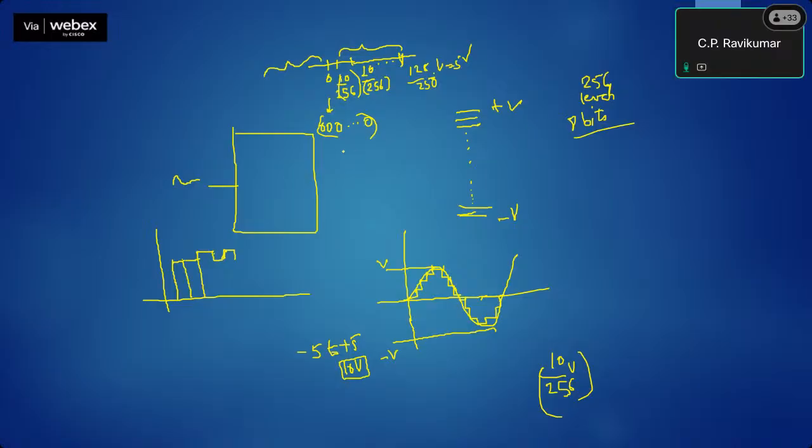So the largest positive number I can have is 0 followed by 1, 1, 1. So that will represent perhaps 127 by 256. And similarly, I can have minus 128 by 256 multiplied by 10. Okay. So we'll have to have a way to check what is the level. And depending on that level, we can assign the appropriate code.